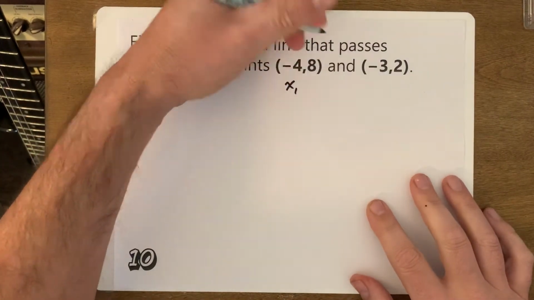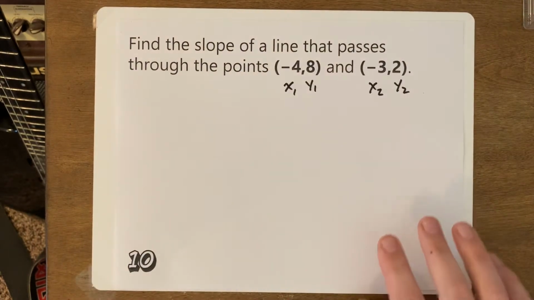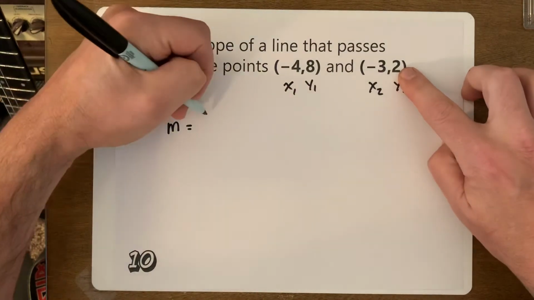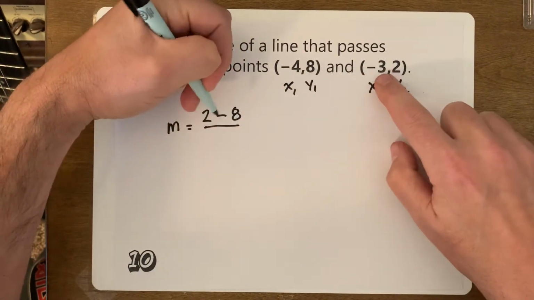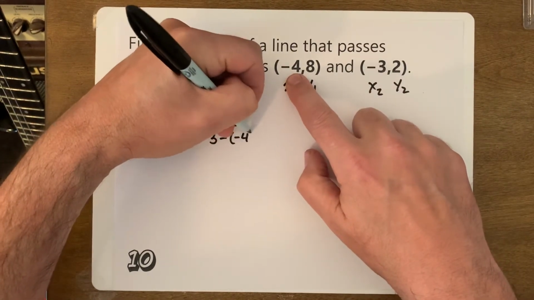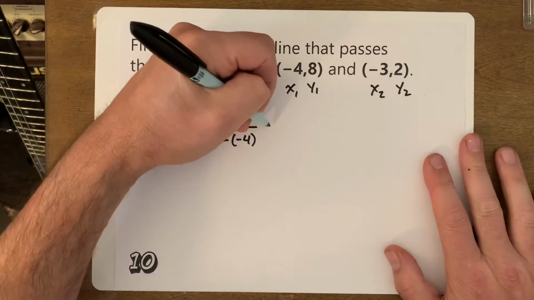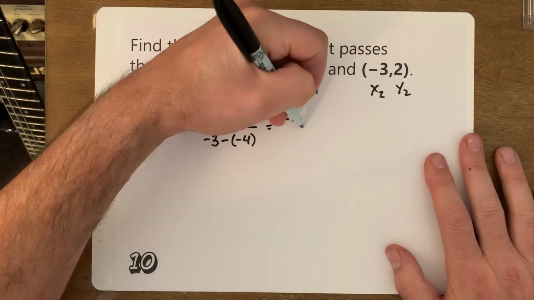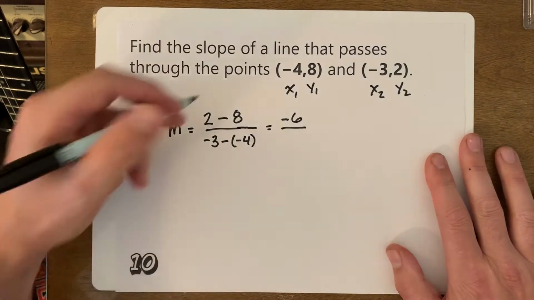We've got x1, y1, x2, and y2. All right, so m is equal to 2 minus 8 over -3 minus -4. I never seem to draw that line enough. All right, so let's take a look at this. 2 take away 8 would be -6. -3 minus -4. Let's deal with these two negatives first.